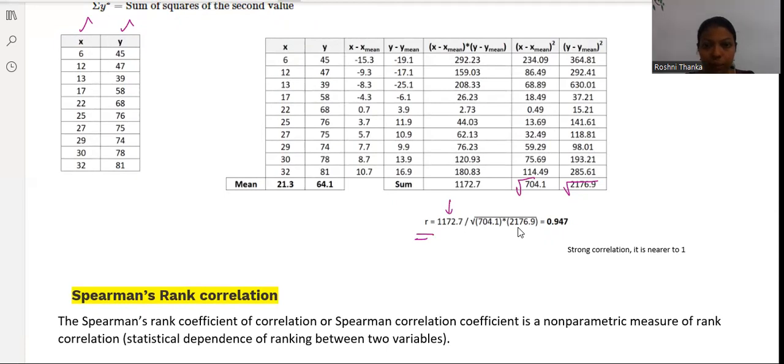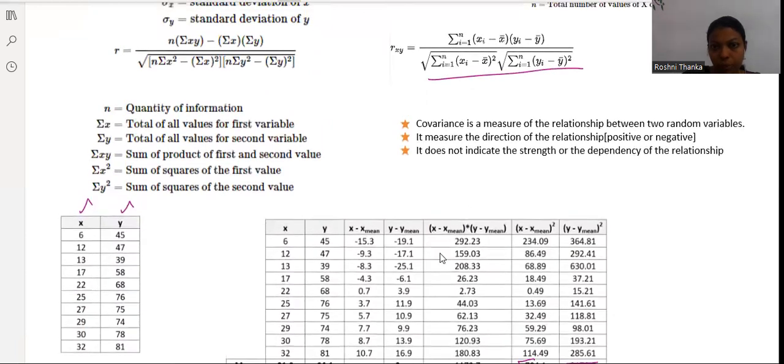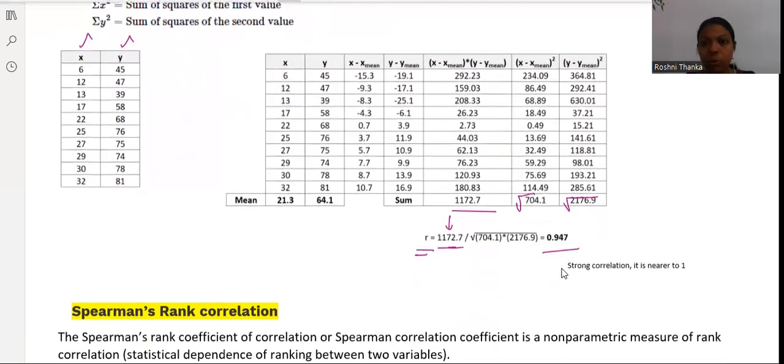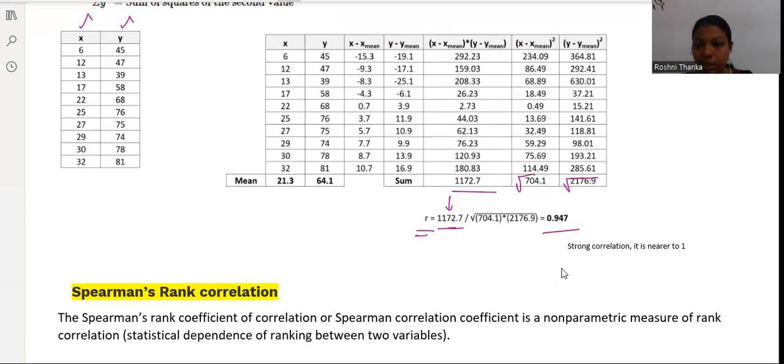So what is the upper value? This is the sum of all the values, that is 1172. That is the value here, the sum of all xi minus x bar into yi minus y bar. We found that and divided by the square root of this value and the square root of this value, and we got 0.947. You can see this is near to +1, so we can say it is a strong correlation.